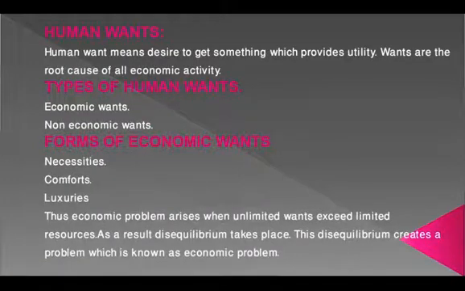Now, human wants. What is meant by want? Want means desire to get something which provides satisfaction or which provides utility. Wants are the root cause of all economic activity. Types of human wants. The first type of human want is economic wants. These are the wants which can be satisfied only by spending money. For example, want to get a bicycle, want to get a car, etc. Non-economic wants.